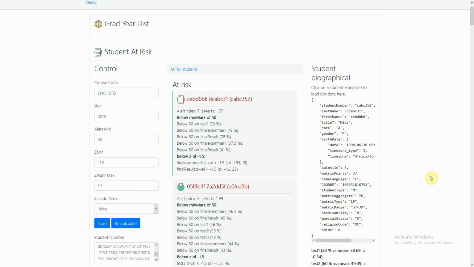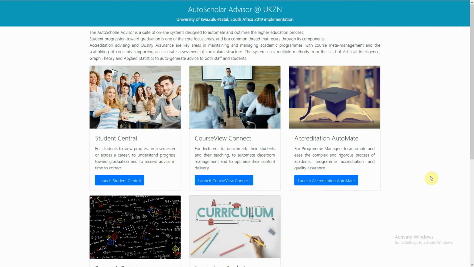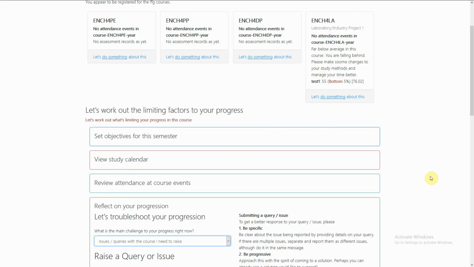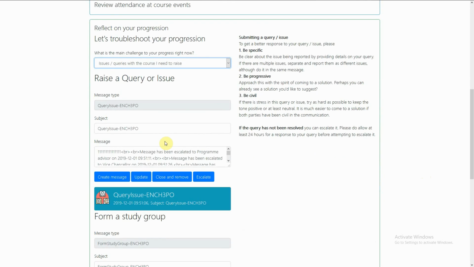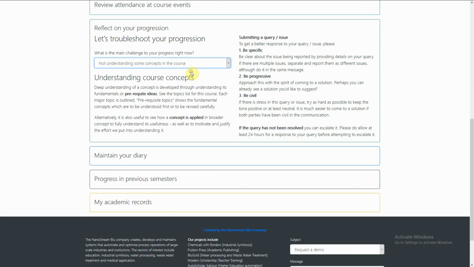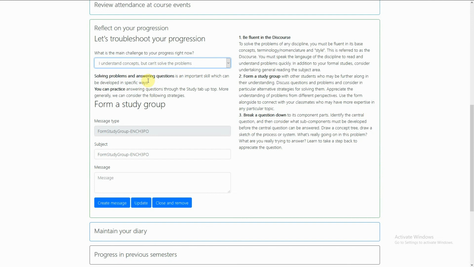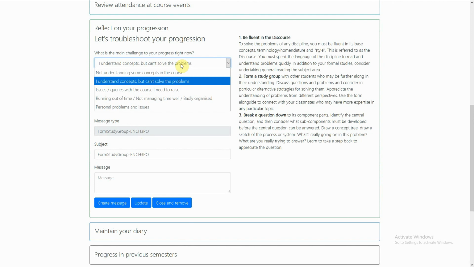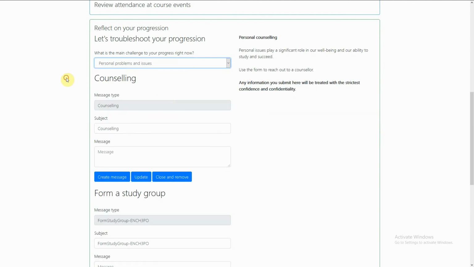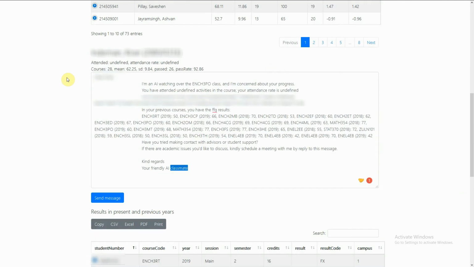So in terms of advising students, we go over to some of the other components in the AutoScholar. So for example, in the student central component, the student could be advised to try troubleshooting their progression. So they can look at different types of advising. If they're not understanding concepts, or if they can't solve problems, then there are actions that they can take, for instance, forming study groups or engaging with counselors and so on. So the students themselves can be encouraged to undertake certain actions.